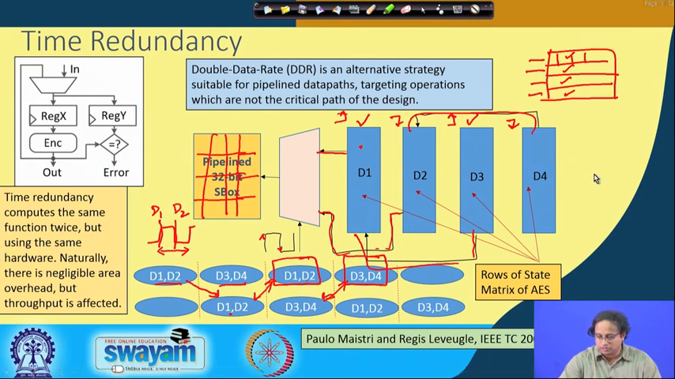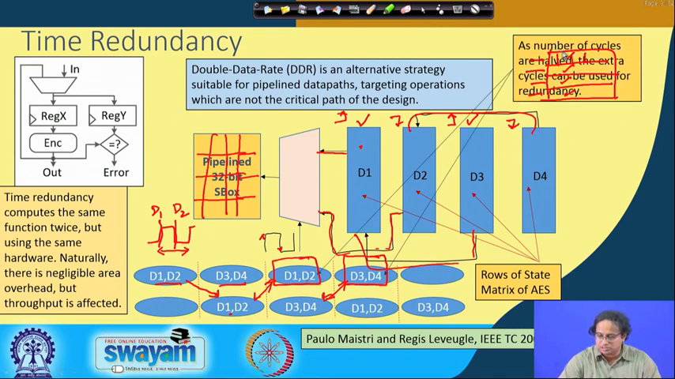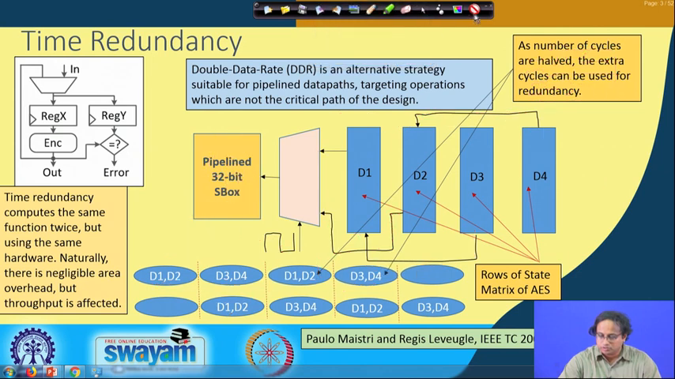simultaneously. Okay, so this is essentially the redundant blocks, and as you can observe, as the number of cycles are halved, the extra cycle can be used for redundancy. Okay, so this is essentially where you are doing two redundant computations. So these are the redundant computations. Okay, so we can generalize this process, of course, and pretty much this can be generalized for any pipelines where this condition is satisfied. Okay.